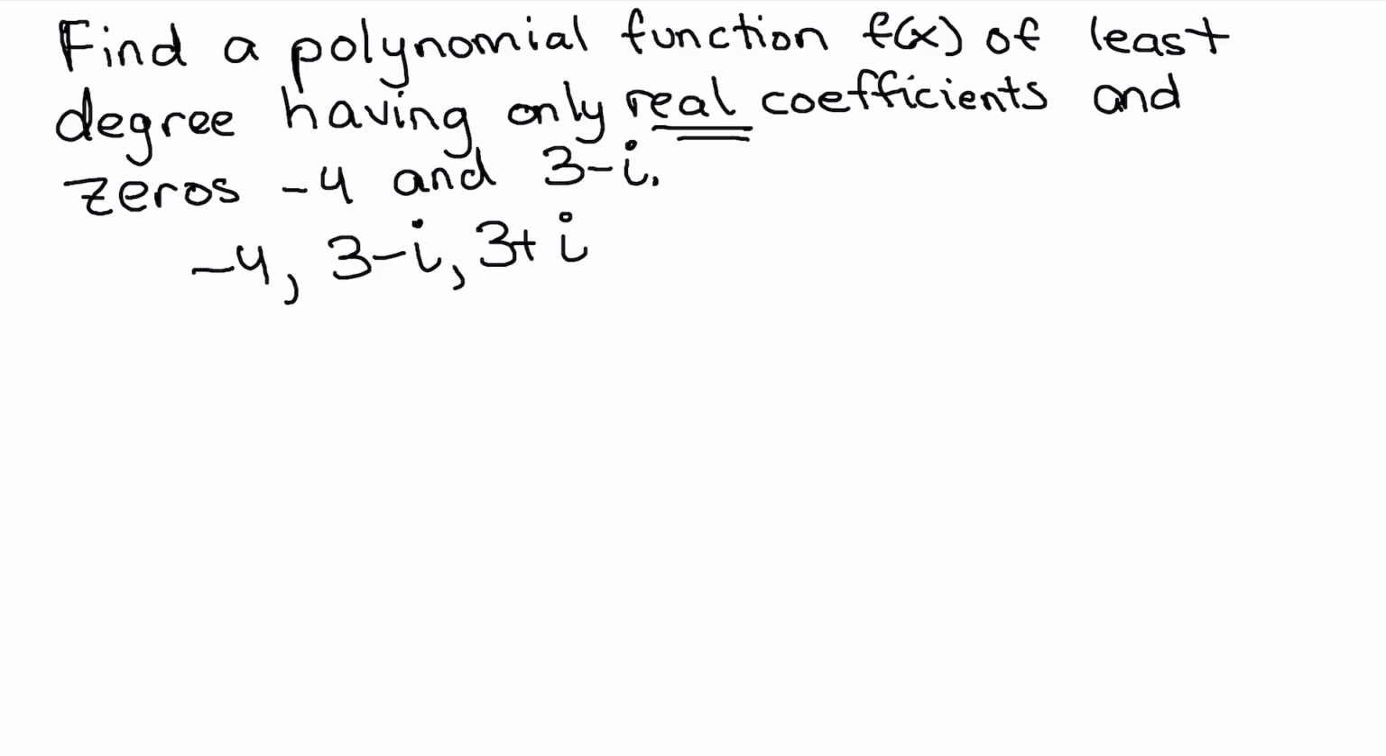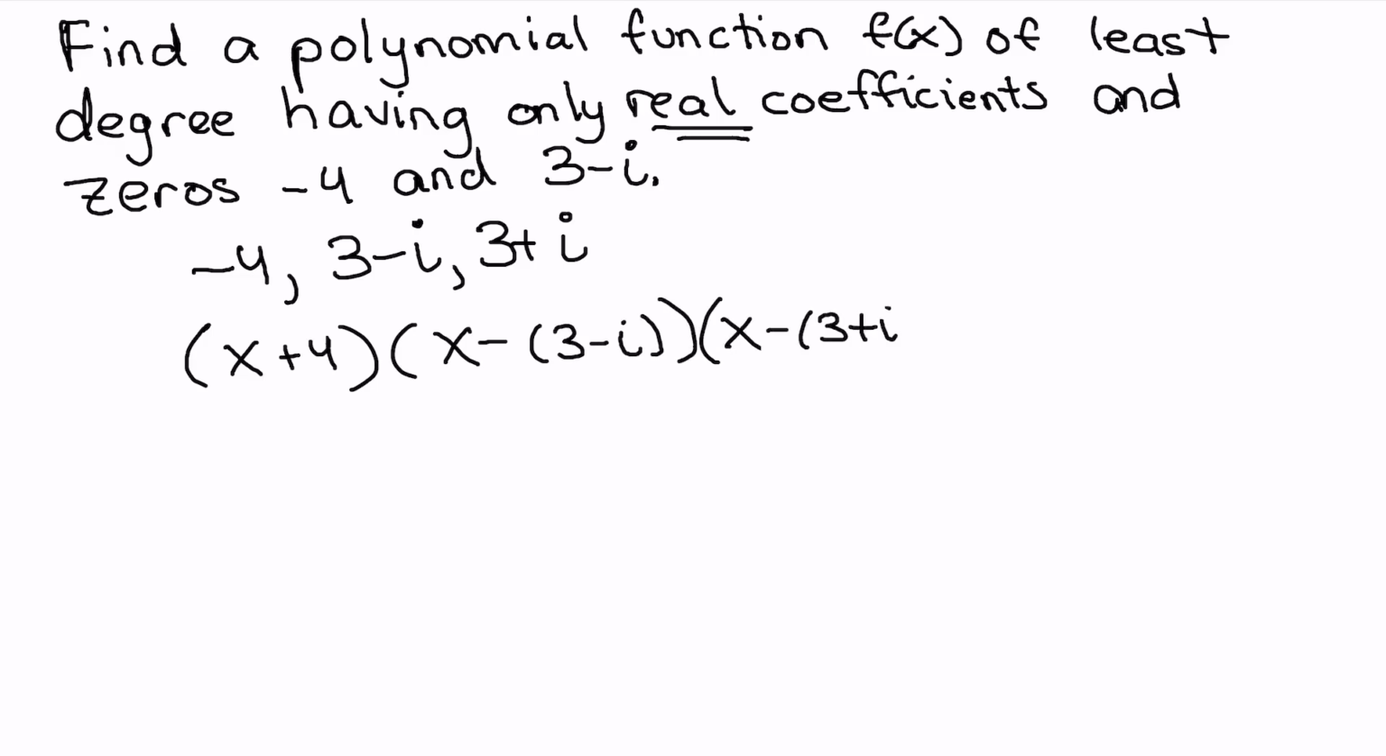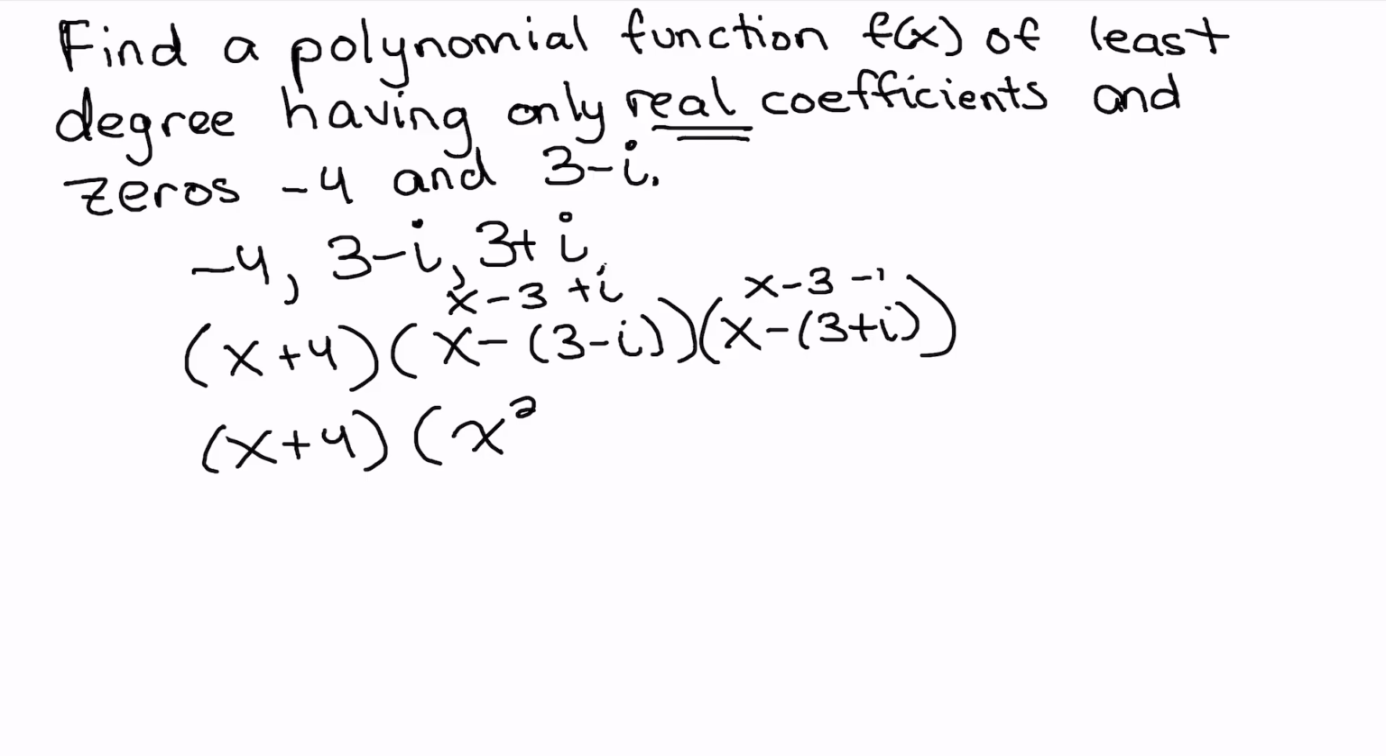So you can go ahead and set up factors that way. You can say x plus 4 is a factor. You can say that x minus 3 minus i is a factor. You can say that x minus 3 plus i is a factor. So you have x plus 4, then let's see, I'm going to rewrite this a little bit. I'm going to say x minus 3 plus i for this one, and x minus 3 minus i for this one.